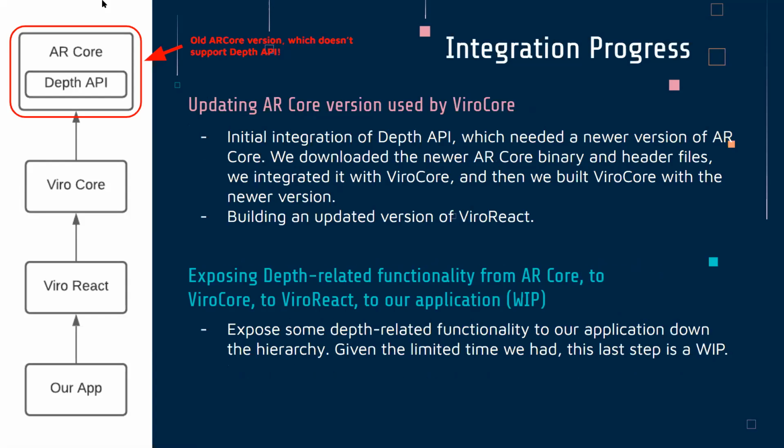The next step was to update the AR Core version used by Viro Core. Viro Core is using an older version of AR Core, and we need to upgrade that in order to be able to use Depth API. So we downloaded the new AR Core version and integrated it with Viro Core, and made sure that we can build the Viro Core project, then use it in the Viro React project, and then finally use it in our application.